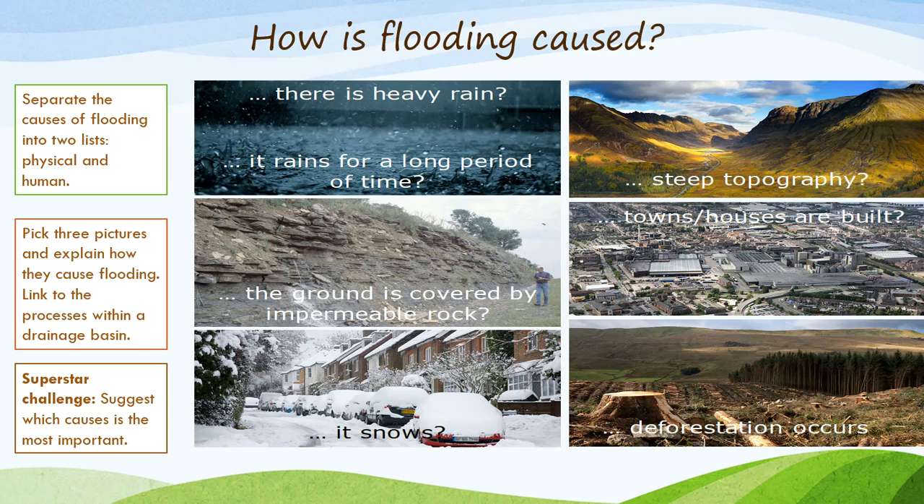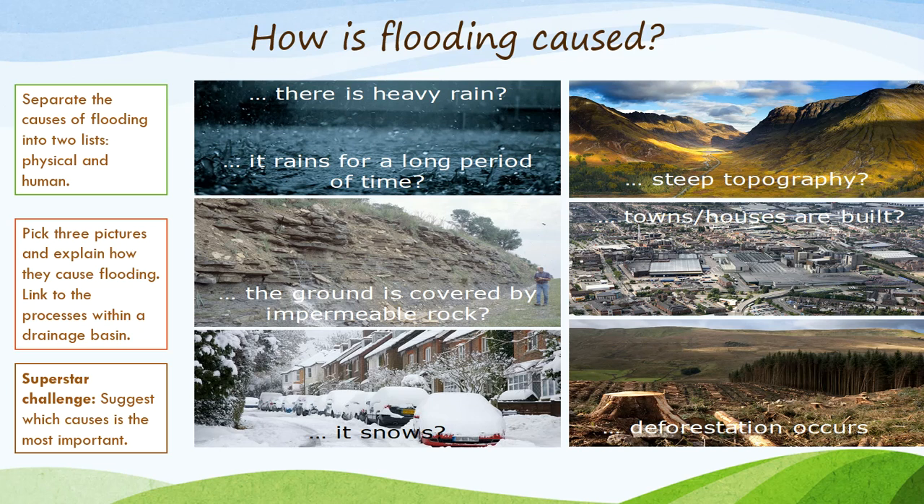Okay, so how is flooding caused? Well, we can separate the causes of flooding into two lists, physical and human. So I'd like you to pick 3 pictures and explain how they cause flooding and link to the processes within a drainage basin. So for example, if there is heavy rain or it rains for a long period of time, how does this cause flooding? If there is a mountainous region with steep topography, how does this cause flooding?